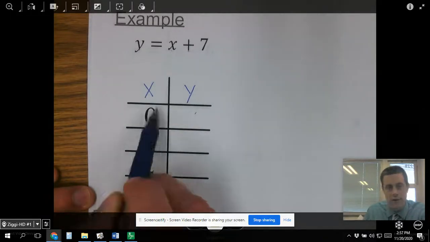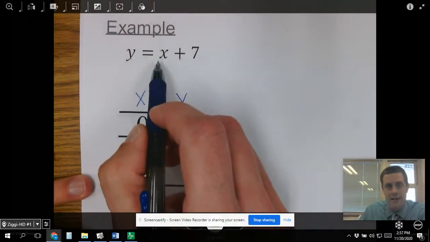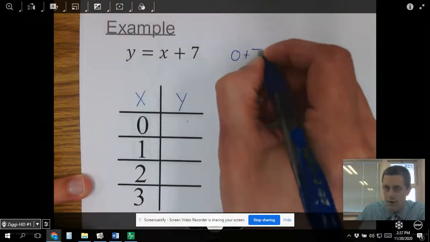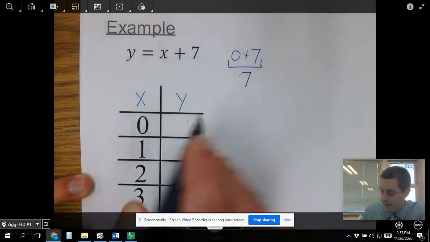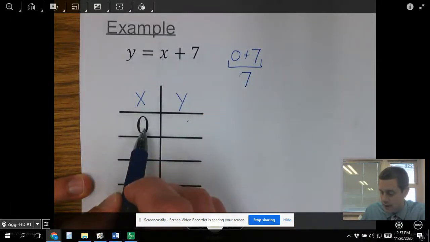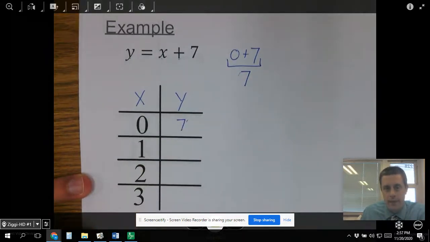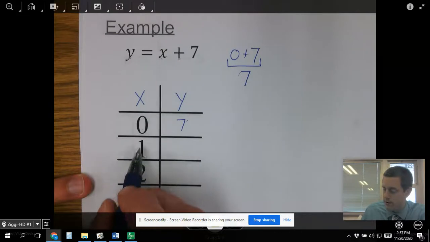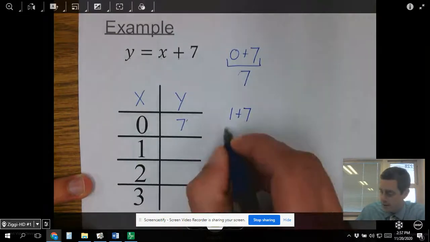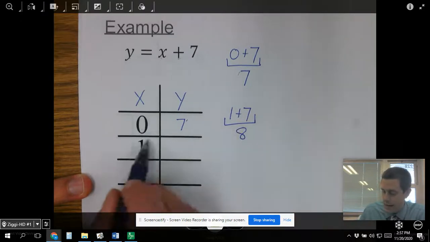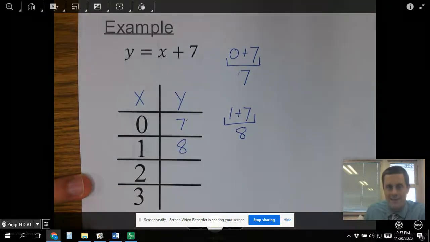Our first input value for x is a 0. So I'm going to take that 0 and I'm going to plug it into x. Instead of x plus 7, I'm going to get 0 plus 7. And then I'm just going to perform that calculation. 0 plus 7 is 7. So when x equals 0, y will equal 7. And we're going to continue that process with our next input value, plugging a 1 into x. Instead of x plus 7, I would have 1 plus 7. 1 plus 7 is 8. So when x has a value of 1, y will have a value of 8.